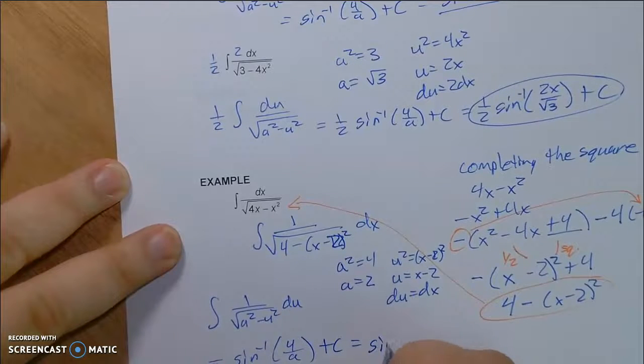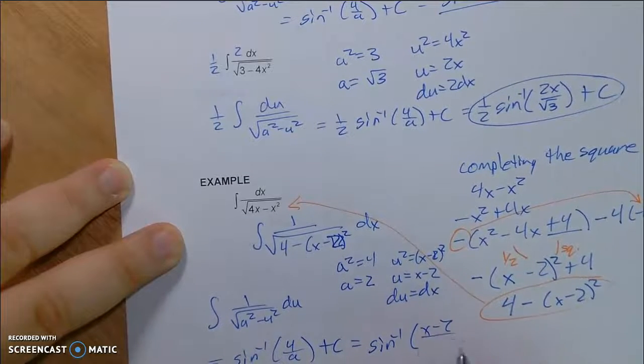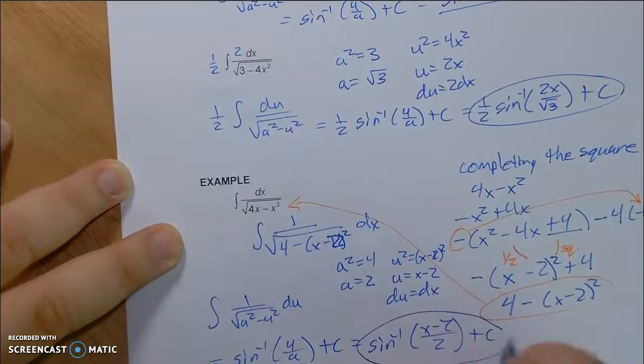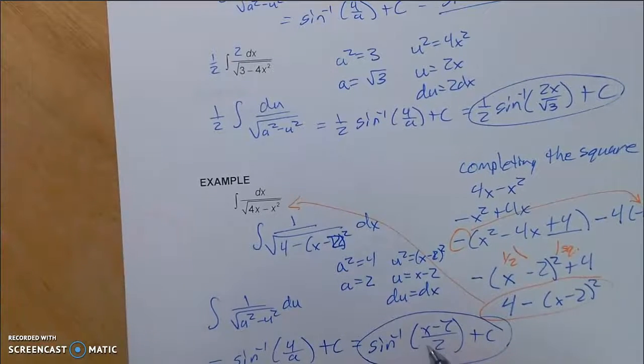And we get the inverse sine of u, which is x minus 2, over a, 2, plus c. If you want to simplify that to 1/2 x minus 1, you can. It really doesn't matter. Both will work.